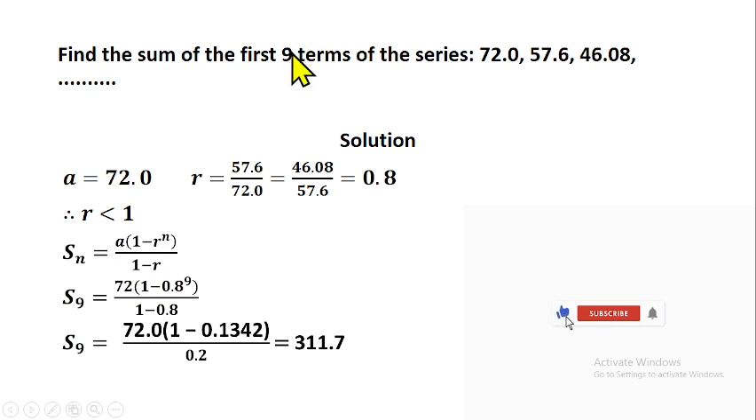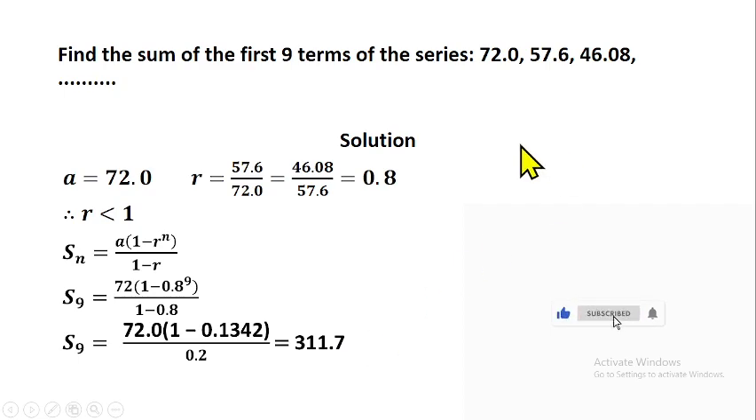So how many terms are we summing together? Our n is 9. So the sum is the first term, 72, into 1 minus 0.8 raised to power 9, over 1 minus 0.8. 1 minus 0.8 raised to power 9 is 0.1342, over 1 minus 0.8, which is 0.2. If you simplify this further, whatever you get multiplied by 72 and divided by 0.2 gives us 311.7. So when we sum 9 terms together, it gives us 311.7.